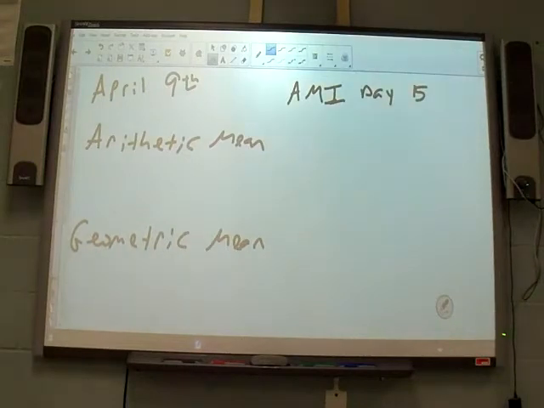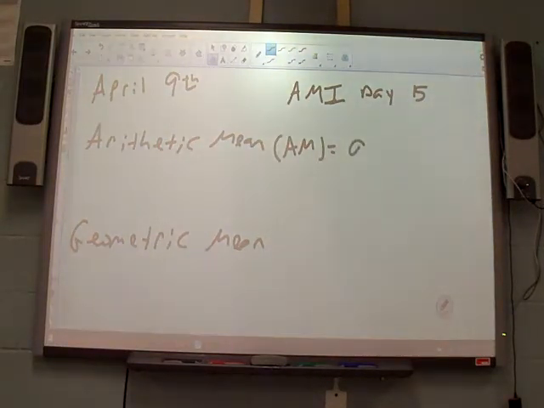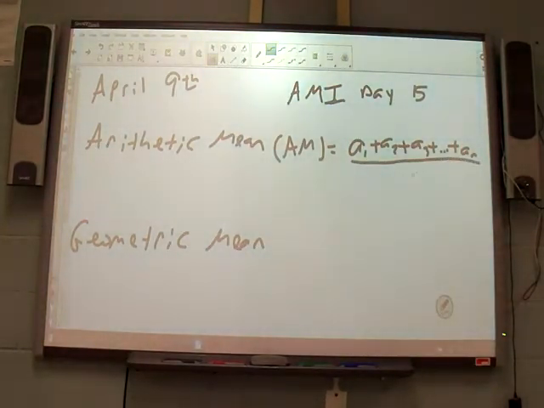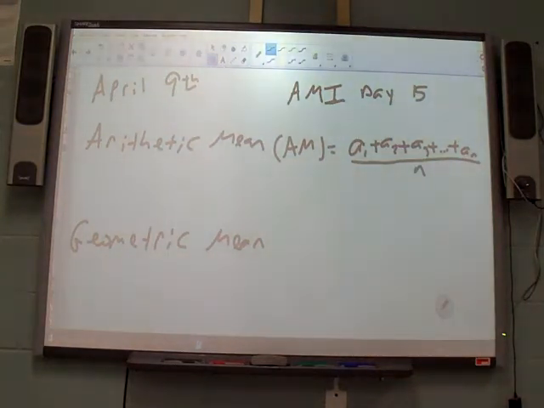To find the arithmetic mean, which you can abbreviate AM if you want to, it's pretty much like you've always done. You're going to take your first term, add that to your second term, add that to your third term, and keep adding until you get to your last term, and then you're going to divide by how many terms there are, your number of terms. No big deal. You've been doing that for a while.